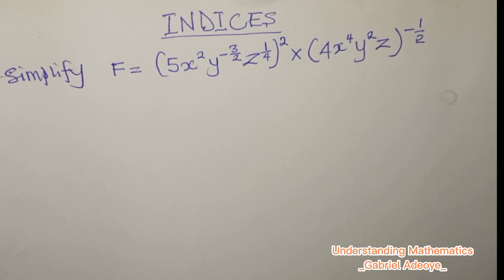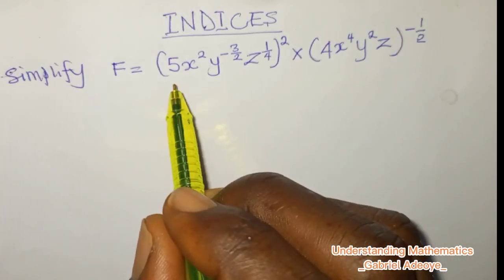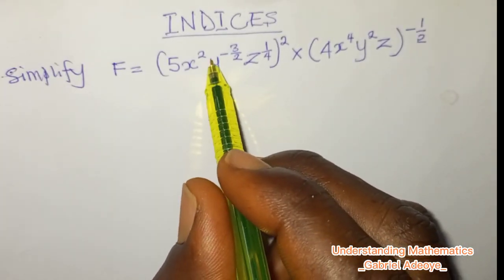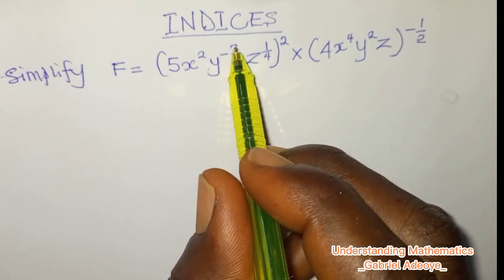Today we have a question before us. As you can see, this question is from Indices. The basic rules of indices we're going to apply here are addition of powers. When you have a product or multiplication of indices, what you do to the power is to add them. And secondly, you also apply multiplication of powers.